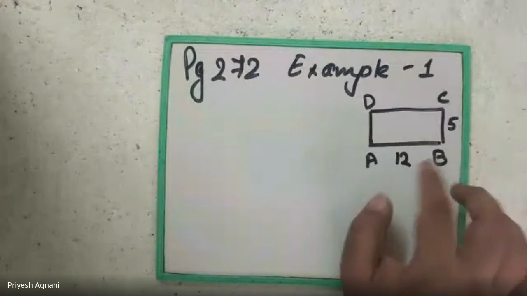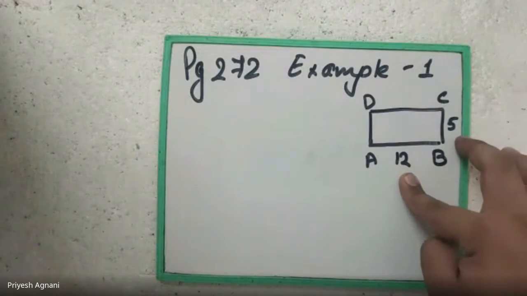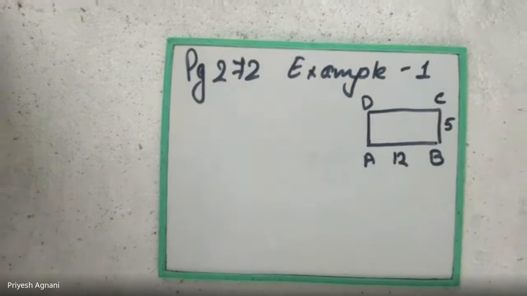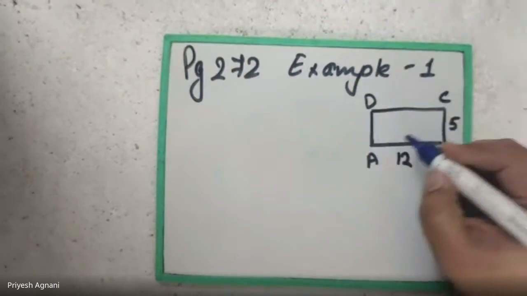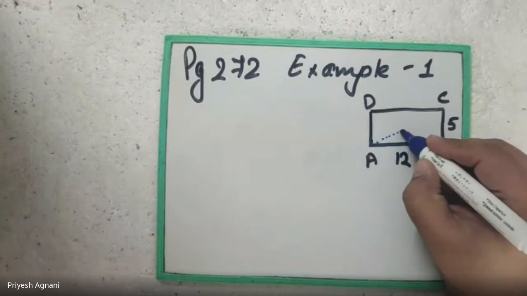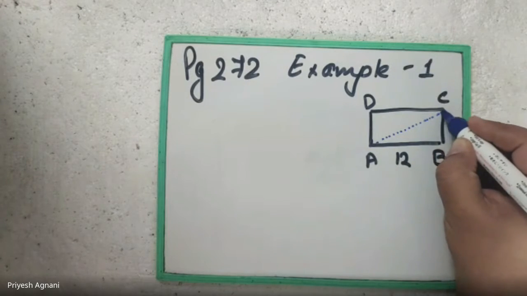Now we have AB is equal to 12 centimeter and BC is equal to 5 centimeter. So what we are going to find, उसने बोला है find the length of the diagonal. जो find करना है वो तो AC है. Let us find the length of the diagonal.